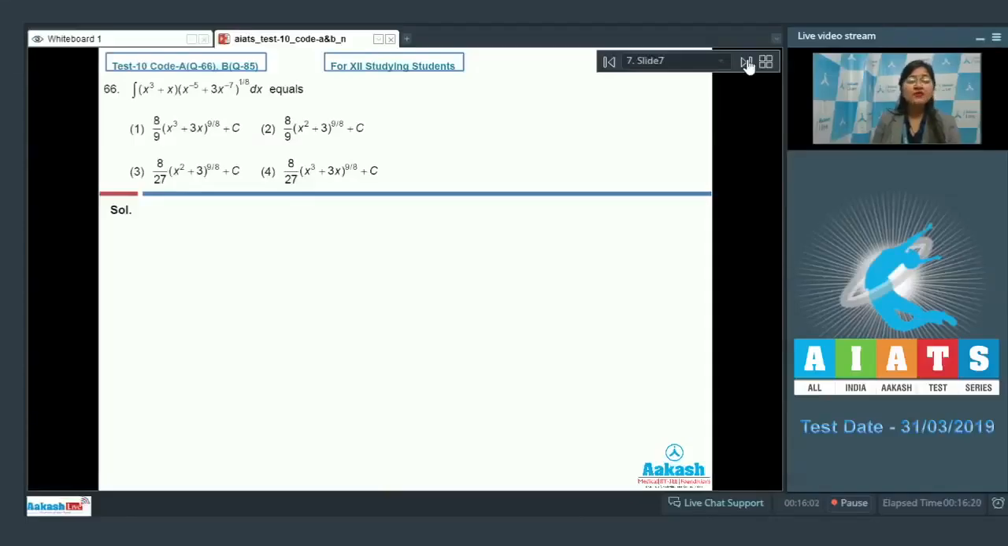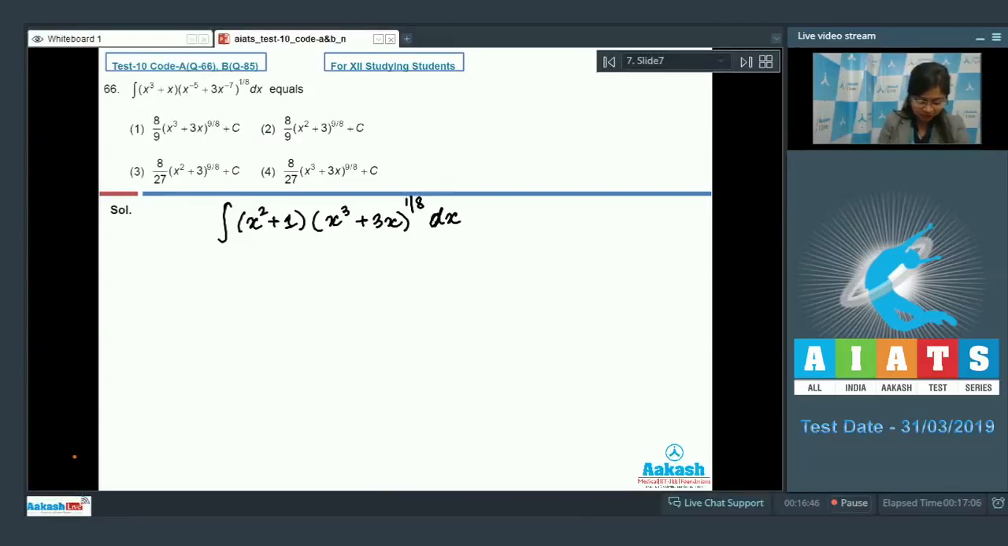Next is question number 66, in which we have to find the value of the integral of (x cube plus x) into (x raised to the power minus 5 plus 3 times x raised to the power minus 7) whole raised to the power 1 by 8 into dx. Now, in the given integral, if I take x common, we will get x square plus 1, and let us provide that x in the second bracket. So putting it inside x raised to the power 8, we will get (x cube plus 3x) whole raised to the power 1 by 8 into dx.